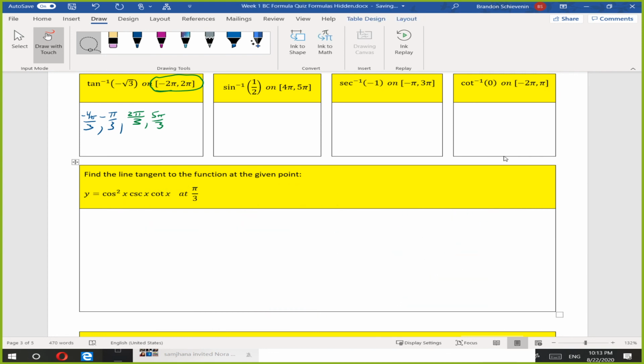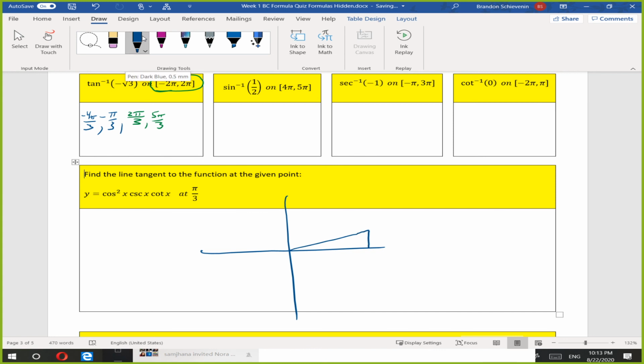I'm looking for where my sine is equal to 1/2 between 4 pi and 5 pi. So here's my unit circle again. If my sine is 1/2, that means my y value is a short side. So that's going to happen here and here, where my sine is a short side, at pi 6 and 5 pi 6 on my normal unit circle. But my normal unit circle only goes from 0 to 2 pi.